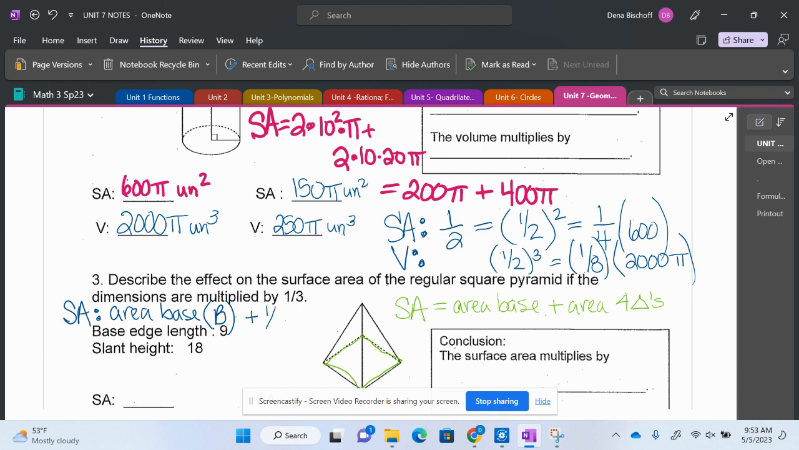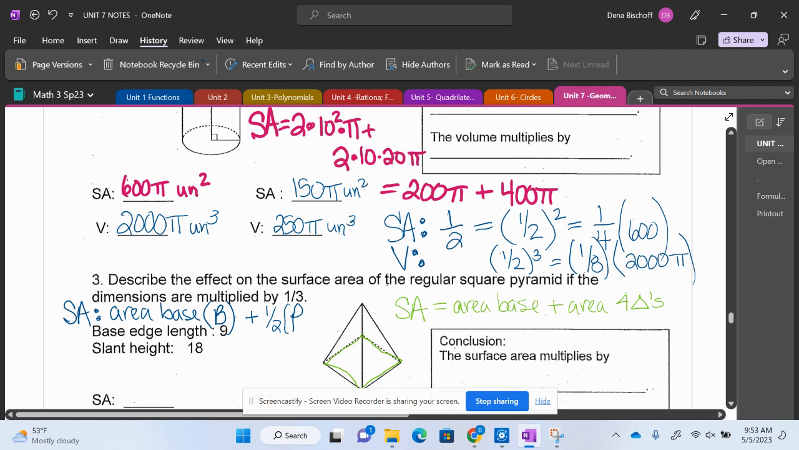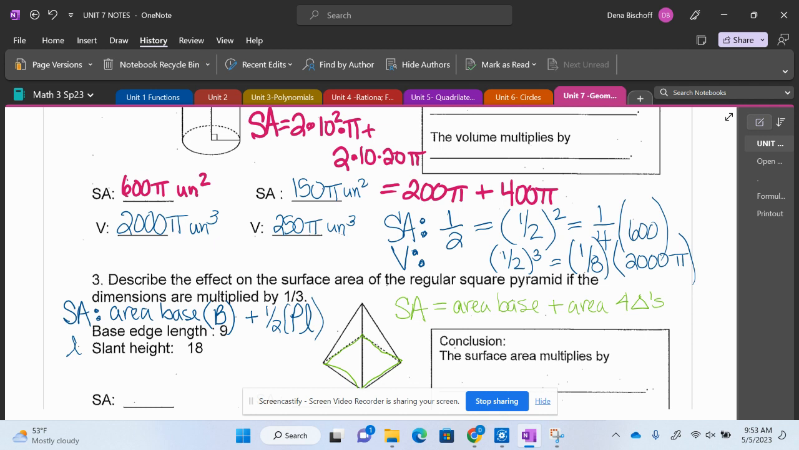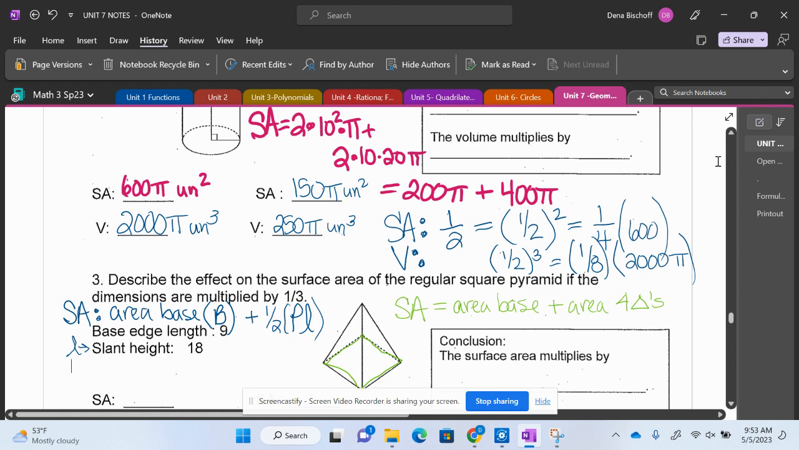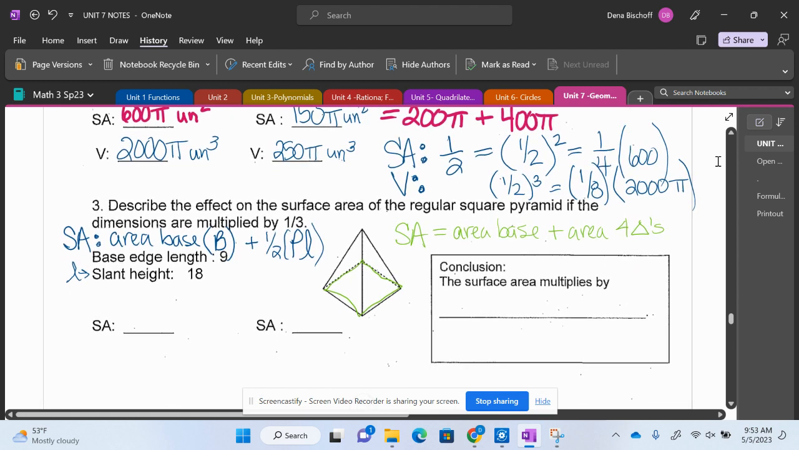Plus 1/2, because remember, to find a triangle, we take 1/2 times the base times the height. If I find the perimeter of the base, isn't that all of the base measures added together? Whether they're the same or not, it's all of them. So 1/2 times the perimeter of the base times the slant height. So that cursive L represents the slant height. Again, I think that surface area of pyramids is the toughest shape always, just because those bases can be all kinds of different shapes.